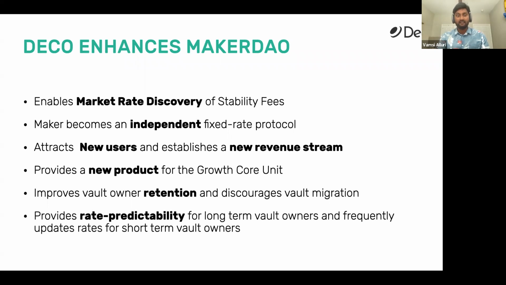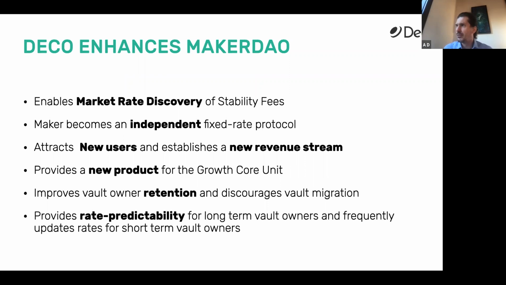And the other thing is it's a native solution. So our goal is to convert Maker into a full-fledged fixed rate protocol, without any limitations, like any collateral type, any term, any user type, any integration. So overall, our goal is to make Maker the fixed rate protocol.